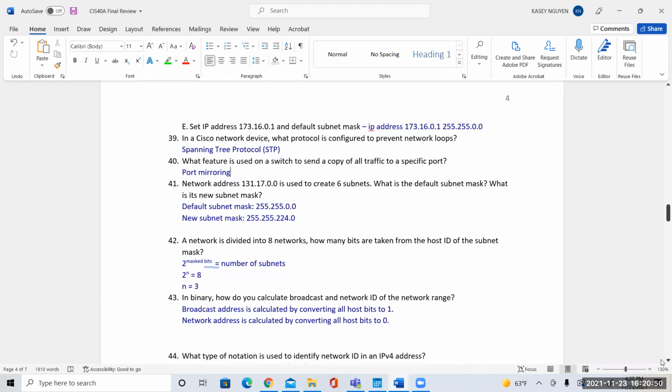Okay, 42. A network is divided into 8 subnetworks. How many bits are taken from the host ID of the subnet mask? So if we take an entire network and divide it into 8, the equation is 2 to the n equals the number of subnets. So 2 to the n is equal to 8, and we want to find n, that will be 3, right? If we take 2 and raise it to the 3rd power, we'll have 8 networks. So your mask bits represent the n.